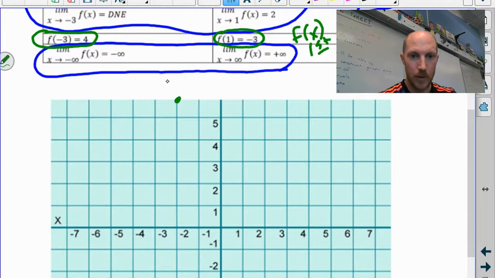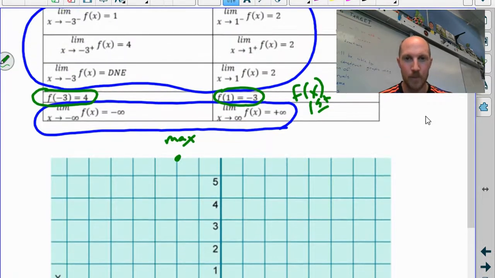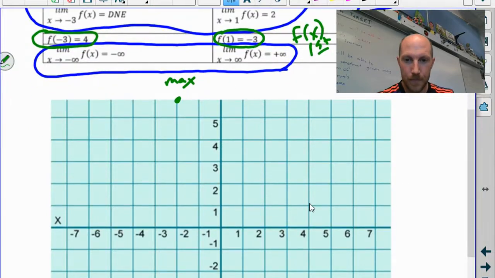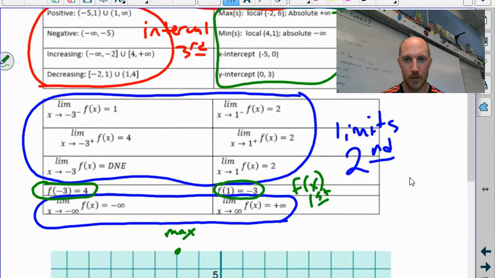I like to label things so that later on when I'm connecting the dots, I remember, okay, this point is supposed to be maximum. When I draw the rest of the graph, this should look like a max. It'll be easy for me to identify what's what if I have some labels right on the graph. Minimum at 4, 1. Again, the labels are not required. This is just a helpful tool that I use.